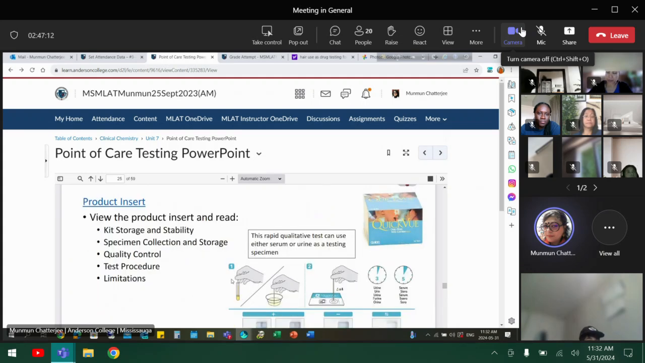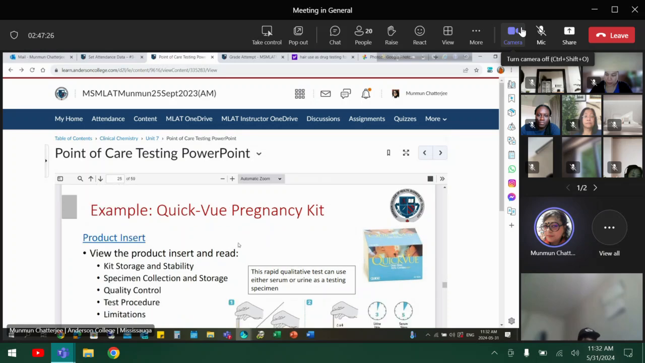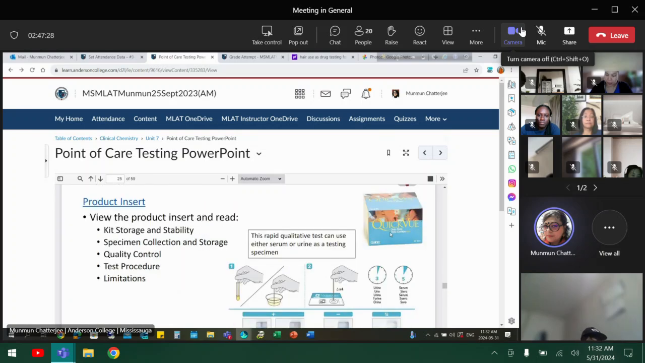You are going to do the test. So you have kit storage stability instruction, specimen collection and storage instruction, quality control, test procedure, limitation. In the product insert, you are going to get everything. You are going to do the test.